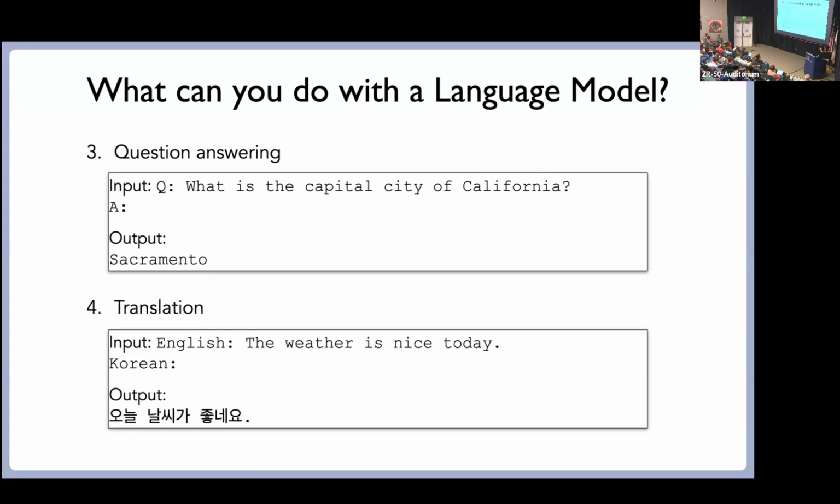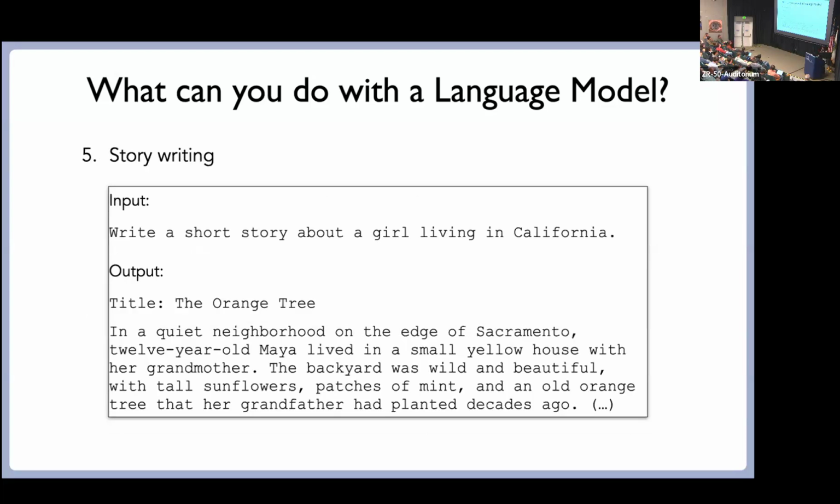You can do all sorts of different things, not just question answering. For instance, if you want to do translation, then you can give an English sentence and then put an indicator like "Korean:", and then it will give you an output that is a Korean translation of the given English sentence. You can do many different things like story writing.